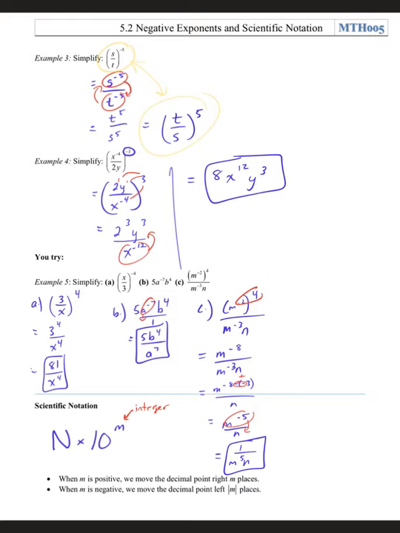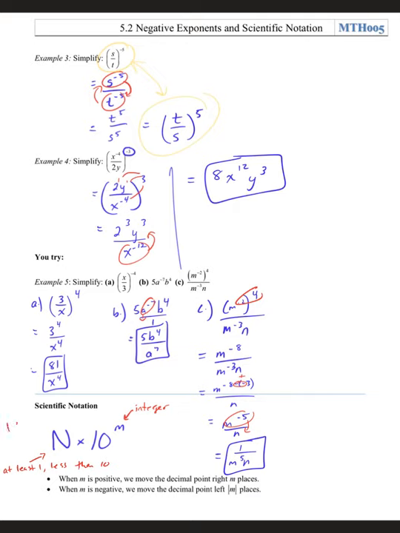Meaning it can be a negative or positive number. All the exponents we've looked at so far are integers: -3, -2, 4, -7, and so forth. So a negative or positive value. And then n, what we have to know about n is that n has to be bigger than or equal to 1, but less than 10. So we say it has to be at least 1, but less than 10.